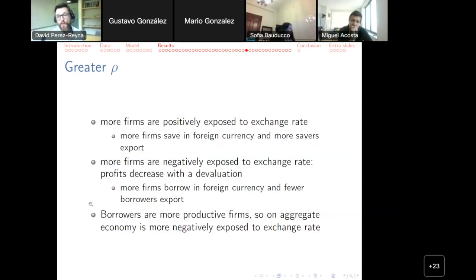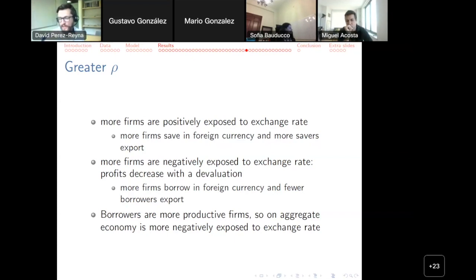We also find that there are going to be more firms that are negatively exposed to the exchange rate. So these are firms that, with a higher exchange rate, their profits go down. And the reason is that we're going to find more firms borrowing in foreign currency, similar to before. More firms are going to be borrowing in foreign currency because the interest rate they will be facing domestically is going to be a bigger withdrawal. So they're more likely to borrow abroad. And also we find that borrowers are less likely to export.